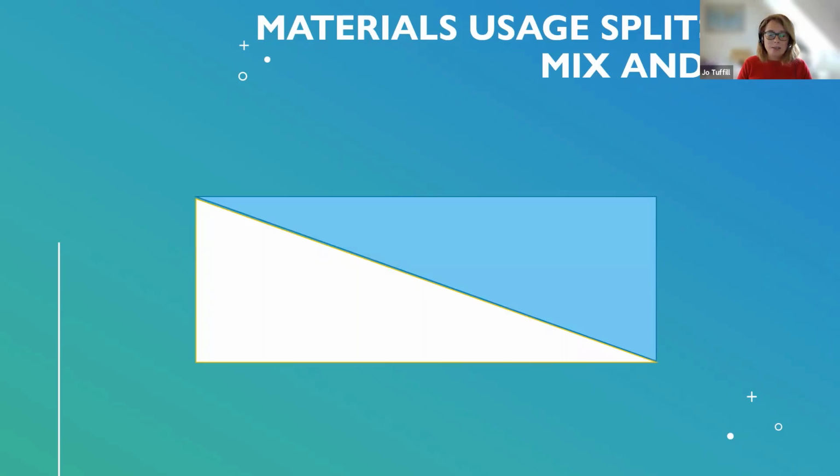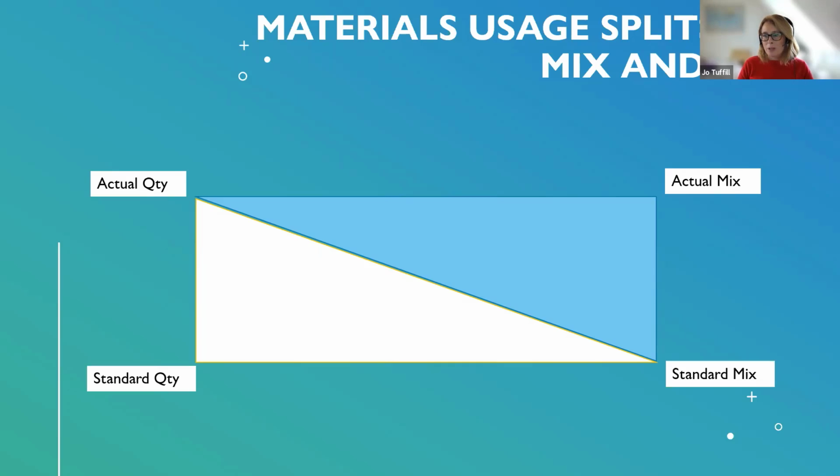The way I do it is I use this diagram technique. So we have a rectangle here, and on the top is the actual quantity and the actual mix. So that's the actual quantity used to make the number of batches or the number of units and the actual mix. Then on the bottom, we have the standard quantity that should have been used to make the number of batches in the standard mix. So basically, it's the actual quantity minus the standard quantity is the usage variance.